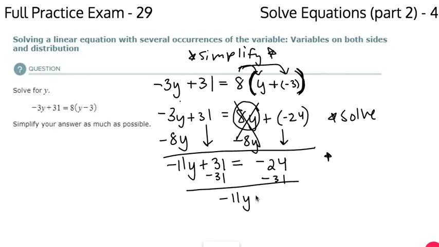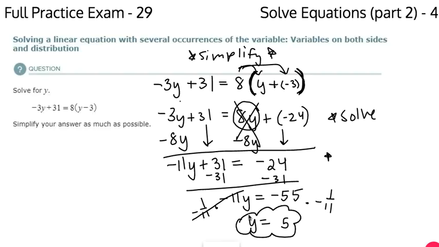I get negative 11y equals negative 55. Eliminate that negative 11 that's being multiplied using my reciprocal. 55 over 11 is 5. Negative times a negative is positive. Y equals 5.